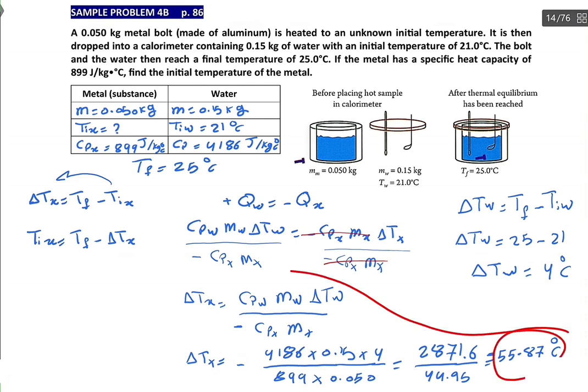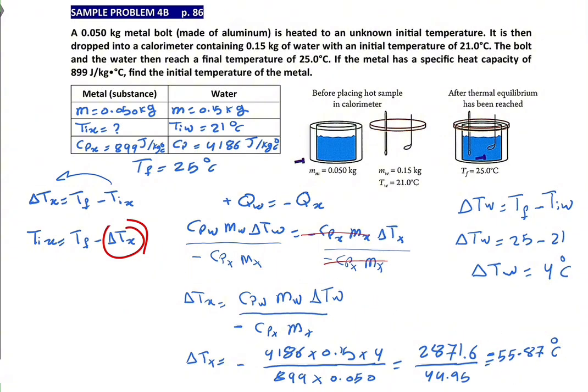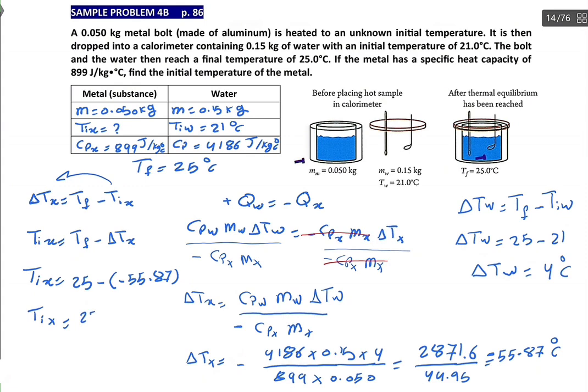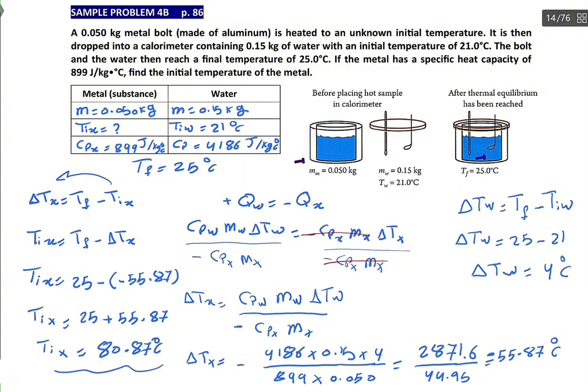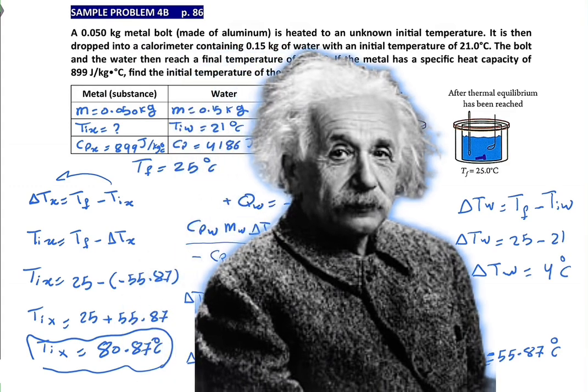Now, we can find the starting temperature of the metal. To do this, we take the final temperature and subtract the temperature change of the metal. But remember, the temperature change is negative, so subtracting a negative number is the same as adding. We take 25 degrees Celsius and add 55.87 degrees Celsius. The answer is 80.87 degrees Celsius. Final answer, the starting temperature of the metal was 80.87 degrees Celsius before it was placed in the water. Now, we have solved the problem.